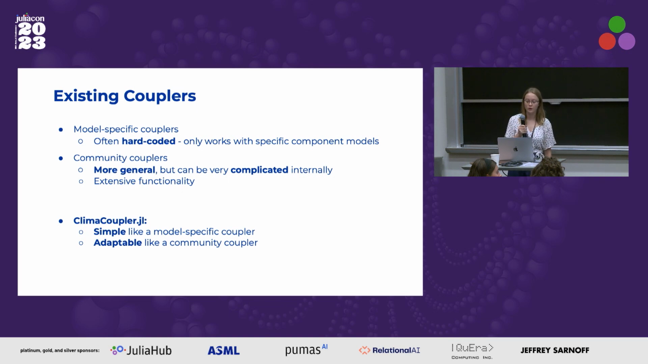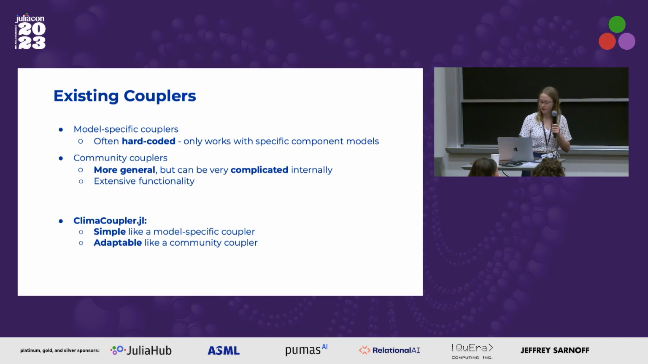So while these couplers are very powerful, one downside is that they can become very complicated internally. For example, if you're connecting different component models that have different functionality, different fluxes that they require, you're going to have to keep on adding additional functionality to the same coupler, and it can become a conglomerated, huge piece of software. So the goal for our coupler is to be simple, like a model-specific coupler, but also adaptable and general, like a community coupler.